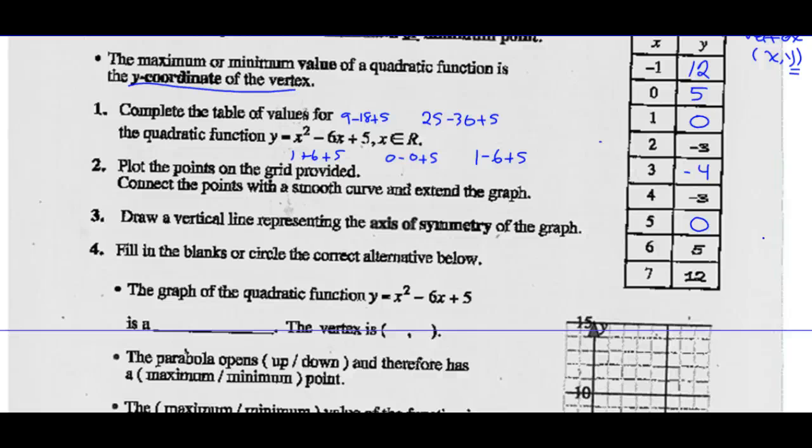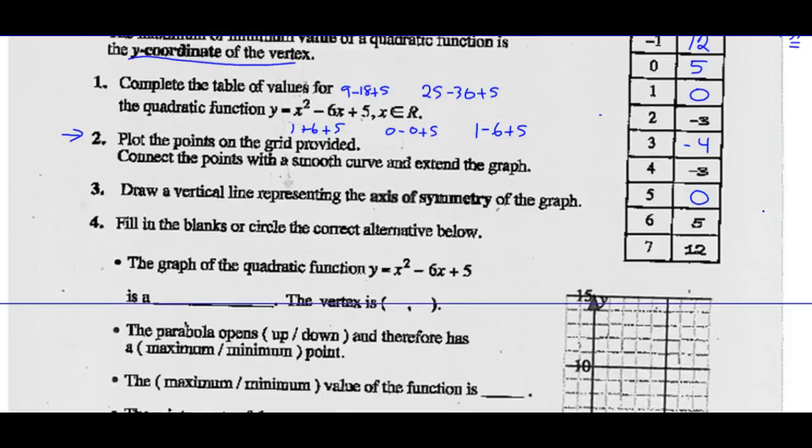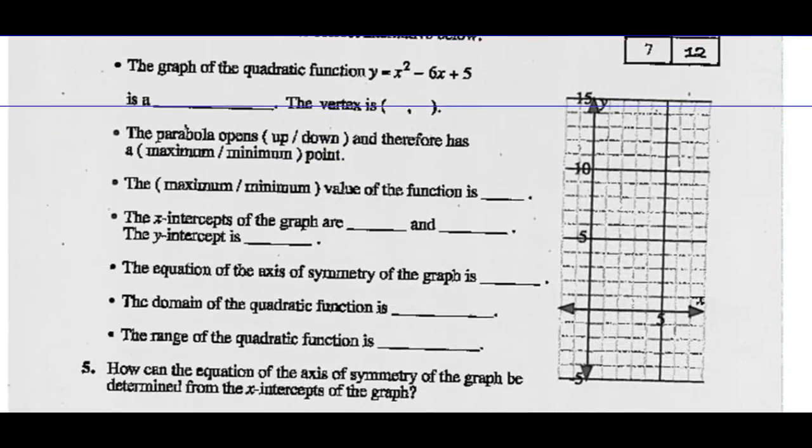Draw a vertical line representing the axis of symmetry on the graph. Number 2. Plot the points on the grid provided. Connect the points with a nice smooth curve and extend the graph. So let's plot those points on this grid. When x was -1, y was 12. That's right there. When x was 0, y was 5. When x was 1, y was 0. When x was 2, y was -3.